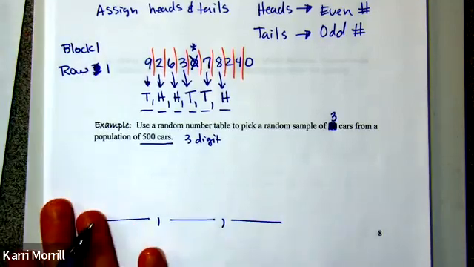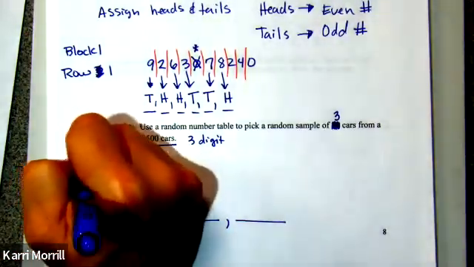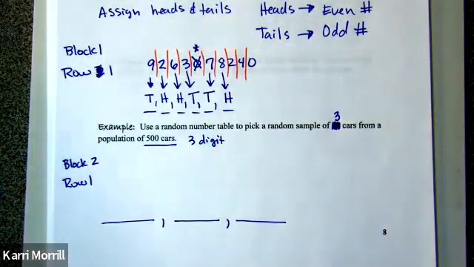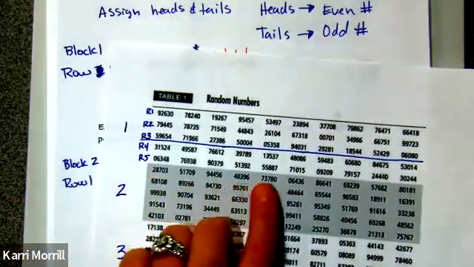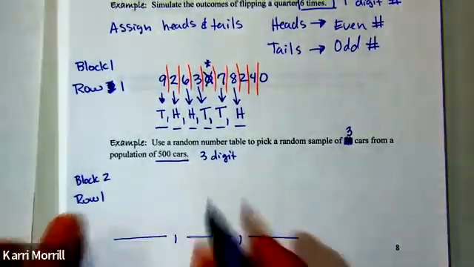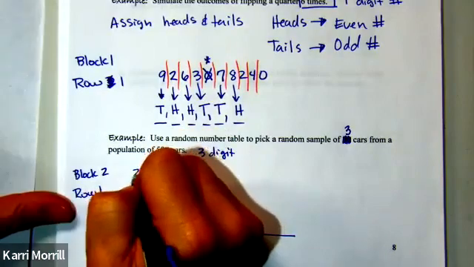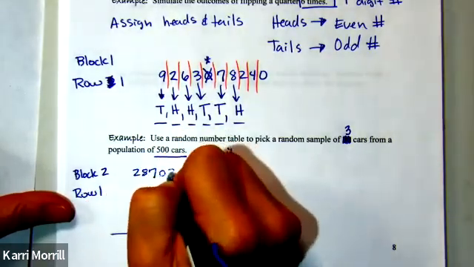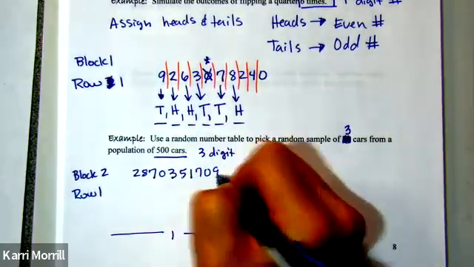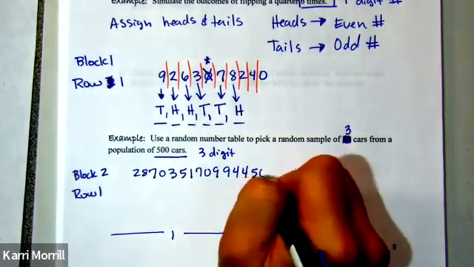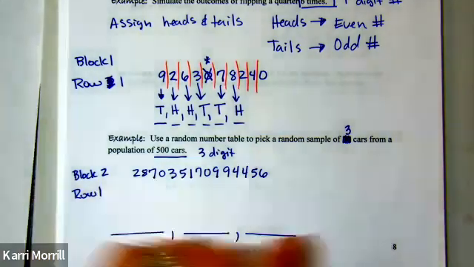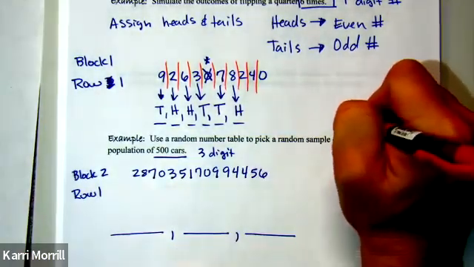And we're still going to use our random number table, and maybe we choose block 2 for fun, row 1. If you look at that block 2, row 1, it's right here. So I'm just going to start writing numbers from that space on my random number table. Block 2, row 1, we would start with 2, 8, 7, 0, 3, 5, 1, 7, 0, 9, 9, 4, 4, 5, 6. We really don't have to go too far with this list since we're only doing 3 cars, a sample of 3.